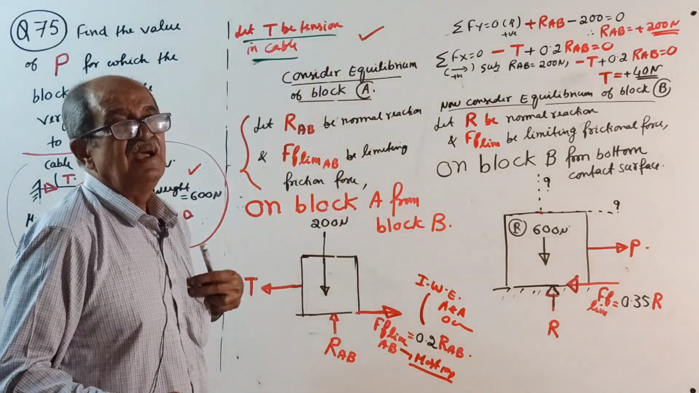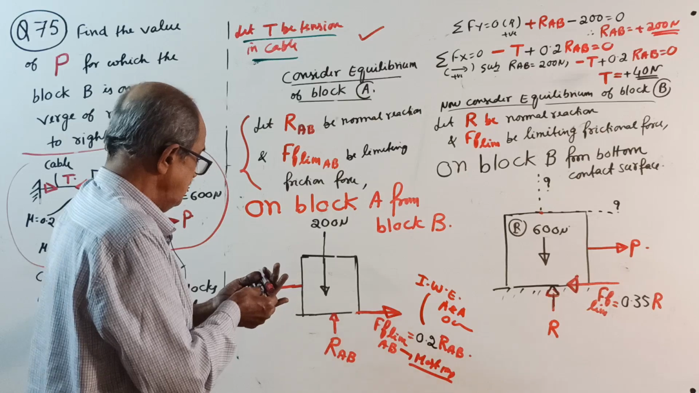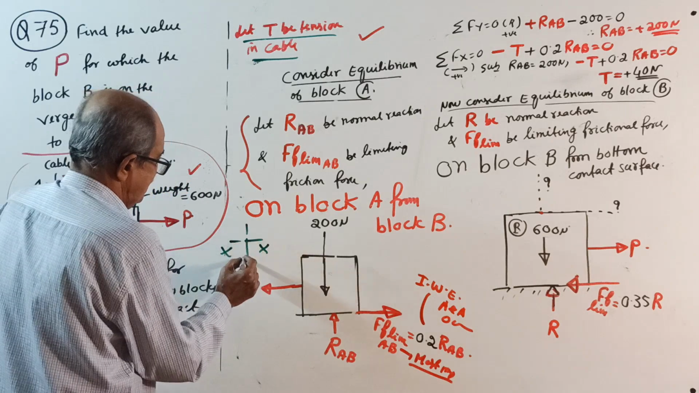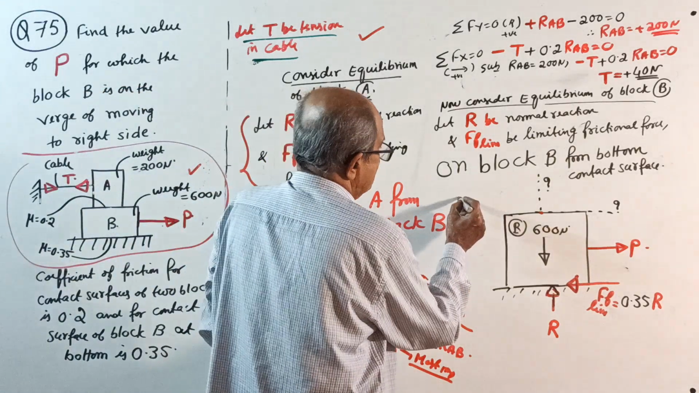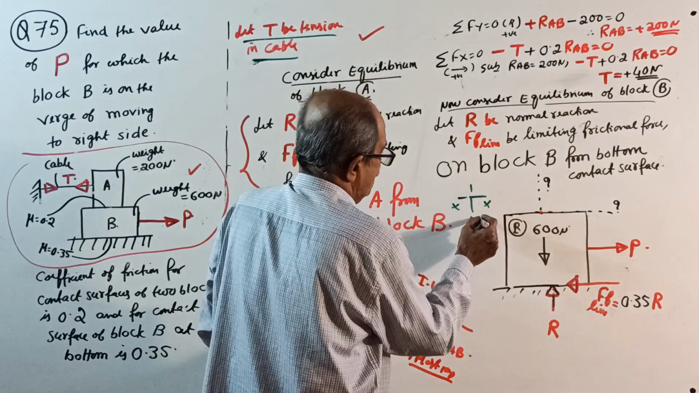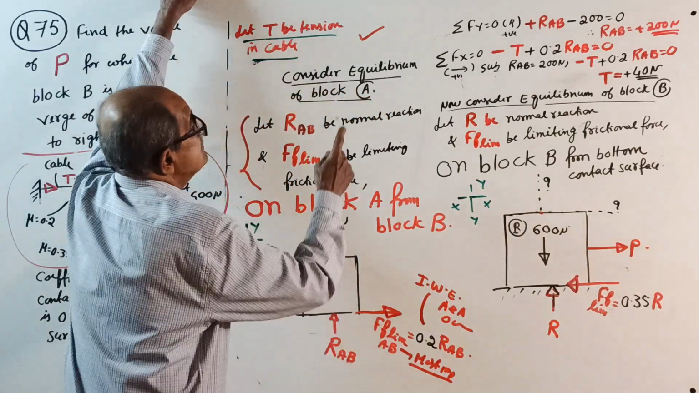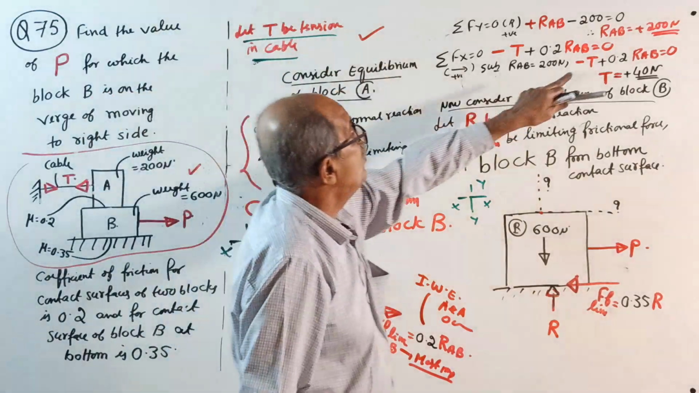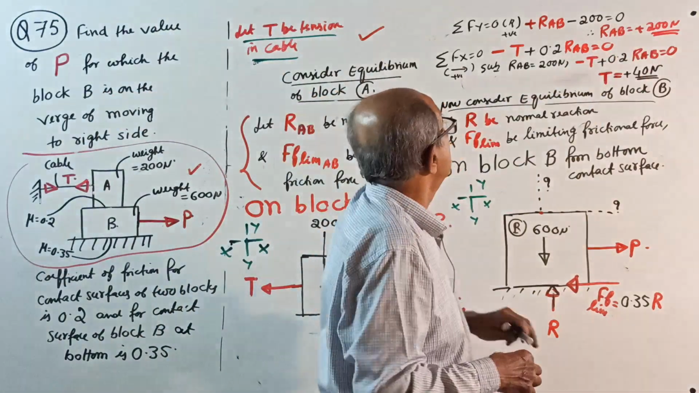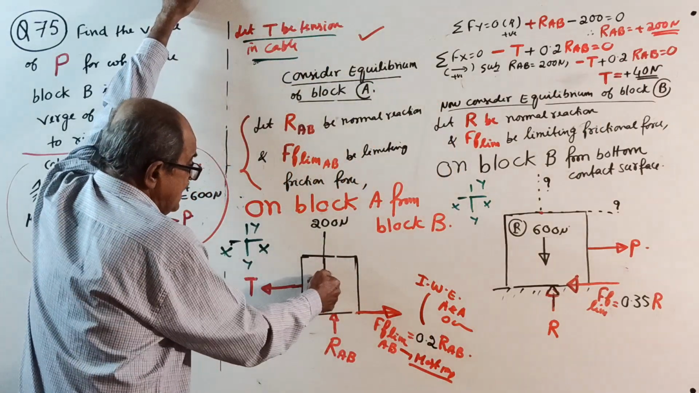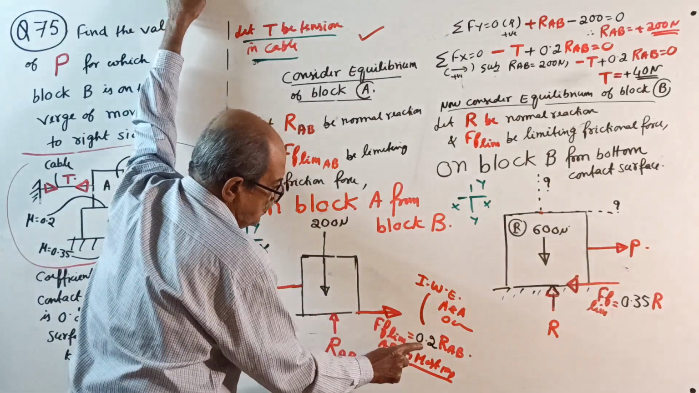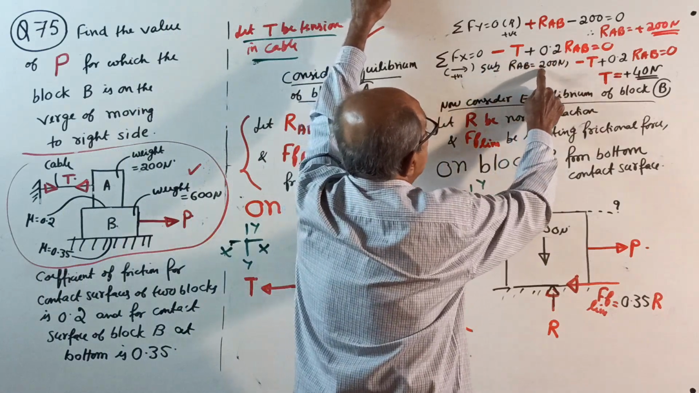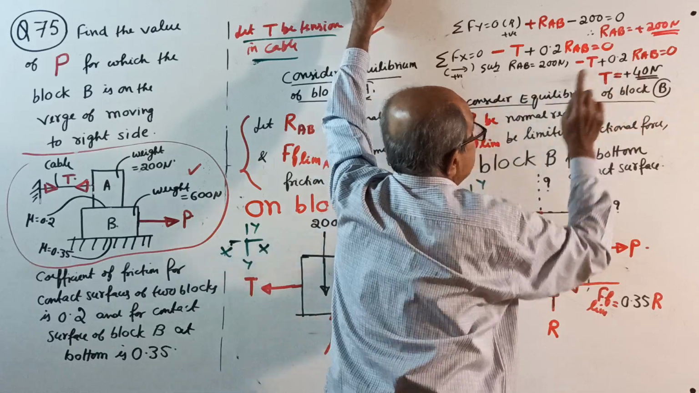Now, as usual, don't waste time on XX, YY. This is XX, this is YY. Later here also, don't waste time here. Okay, start. Sigma FY equals 0: plus RAB minus 200 equals 0, RAB equals plus 200. Then minus T plus 0.2 RAB equals 0. So substituting RAB equals 200 Newton, your T will come 40 Newton.